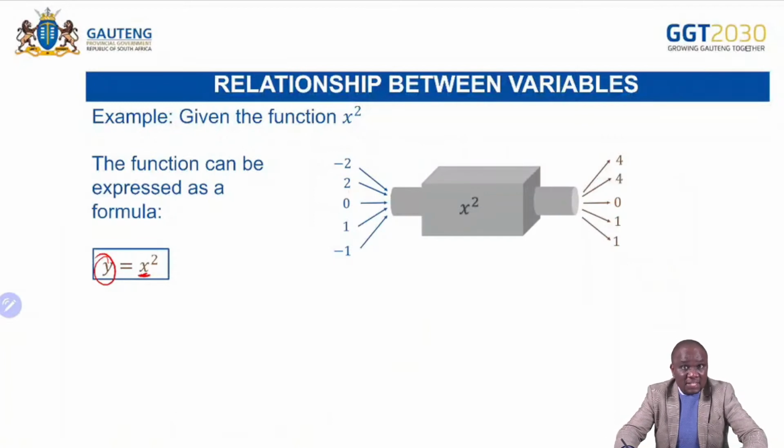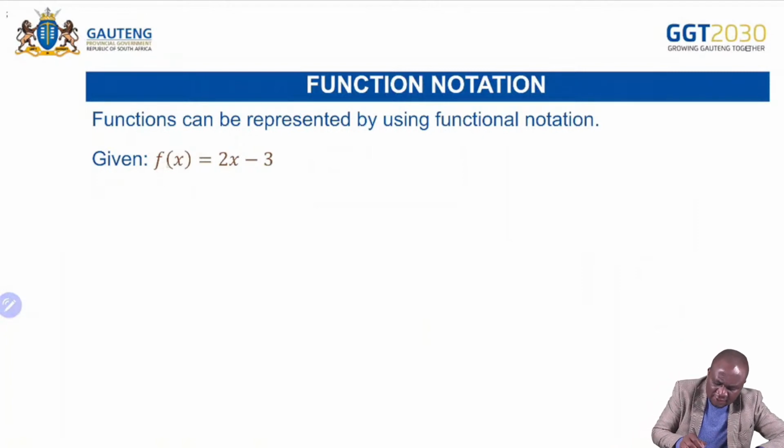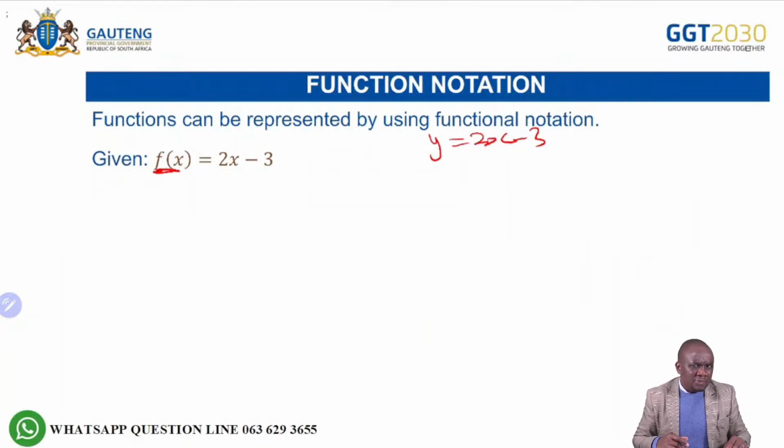We have about 15 minutes. I think we can do a lot in those 15 minutes. I want us to talk about functional notation, still under functions. Functions can be represented by using functional notation. Instead of saying y is equal to 2x minus 3, you find it written like this: f of x is equal to 2x minus 3, or g of x is equal to 2x minus 3, or h of x is equal to 2x minus 3. What is the meaning of that? It's very important that we understand that part. Just listen, I'll give you time to write down.